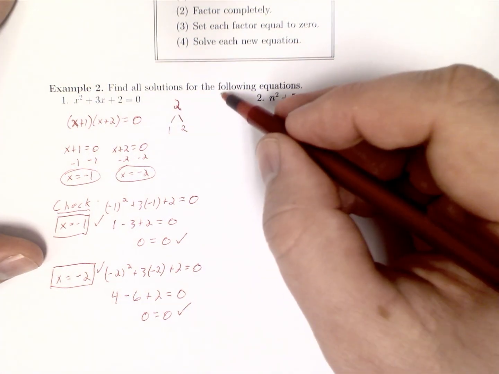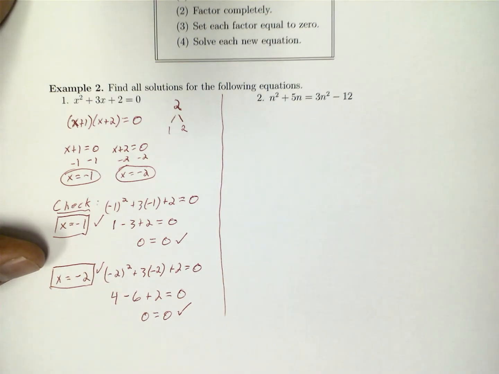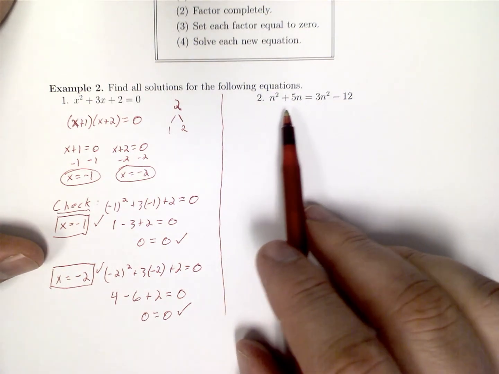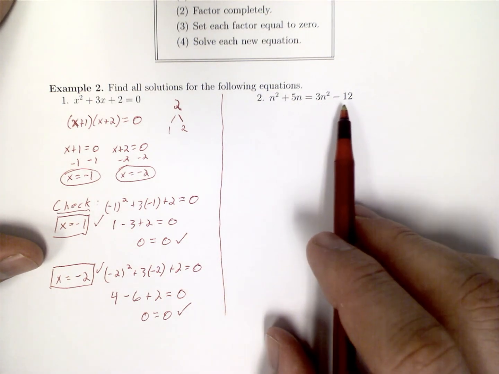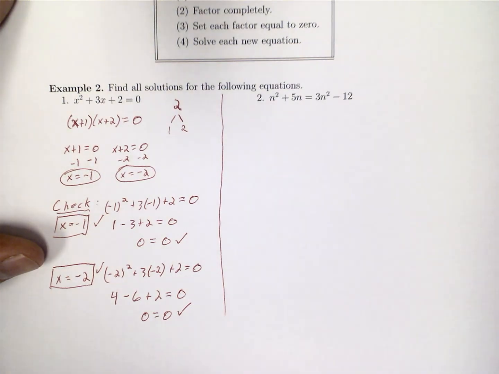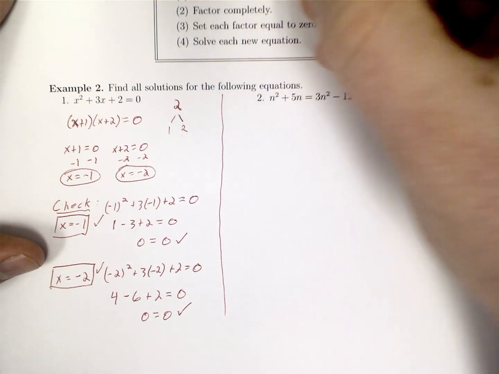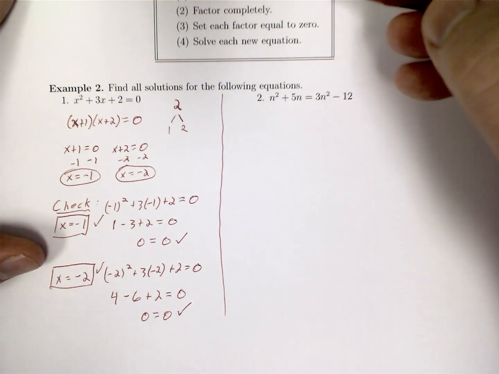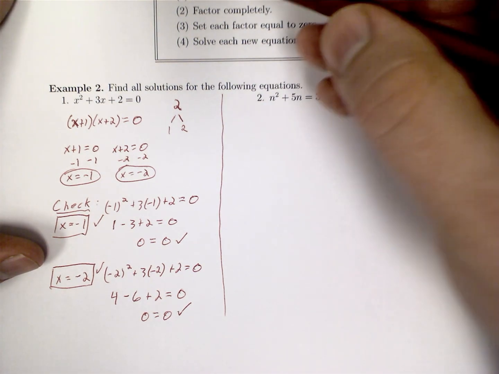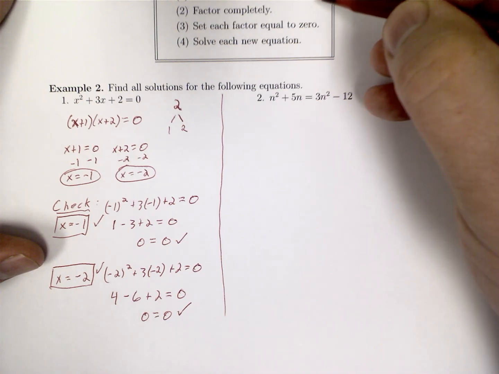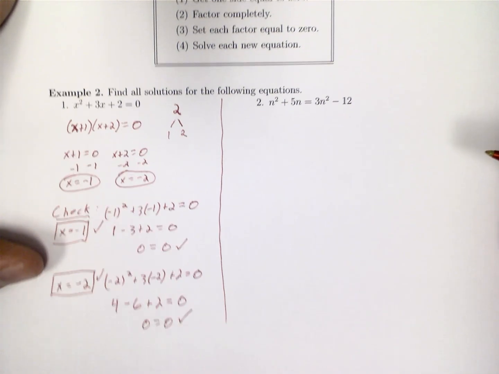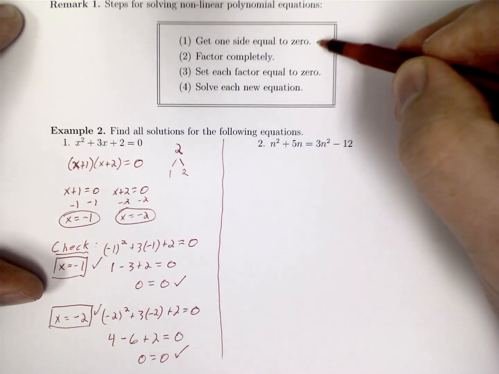So what about this other one? Well, this other example, we have n squared plus 5n equals 3n squared minus 12. And what we're trying to do is solve, and to solve, we're using the method of factoring. To do this, we have to use the zero product property, which means we have to get one side equal to 0 first.